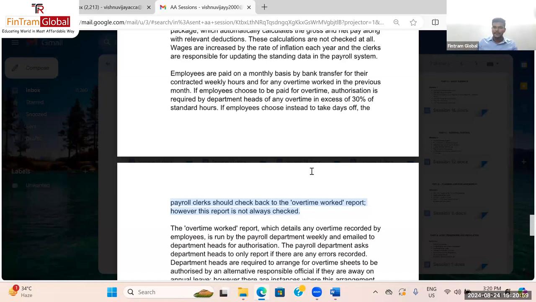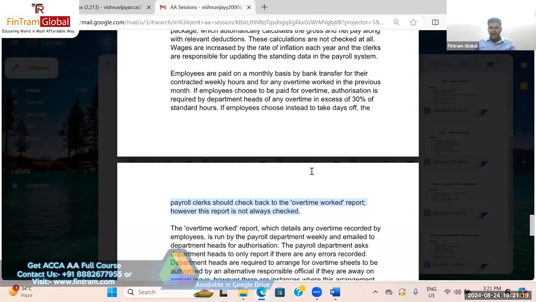Okay. So yeah, that would be my control recommendation, right? So an authorized official or a senior responsible official should be checking the overtime work report to see if the particular employee is actually eligible to take time off or not, right? This is the control recommendation. How do we test the control as an auditor?